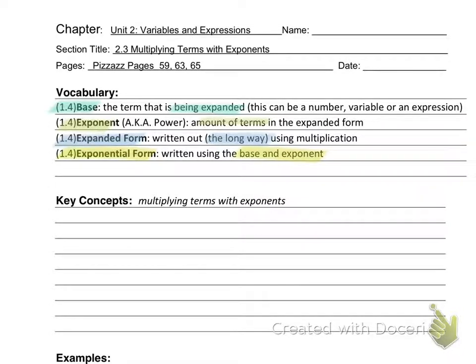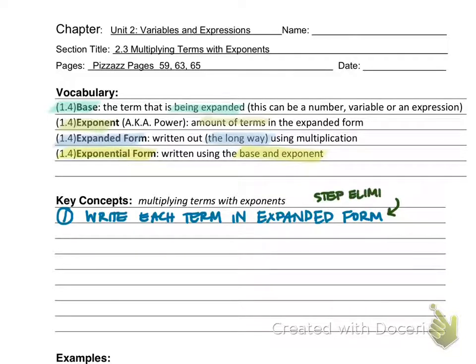So the method for that, we're going to first write each term in expanded form. And this step is going to eliminate all of the exponents. So again, our goal is to multiply terms with exponents.